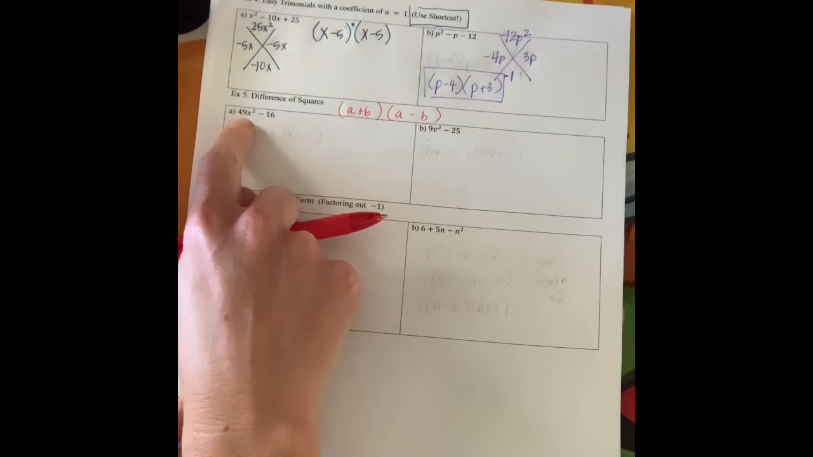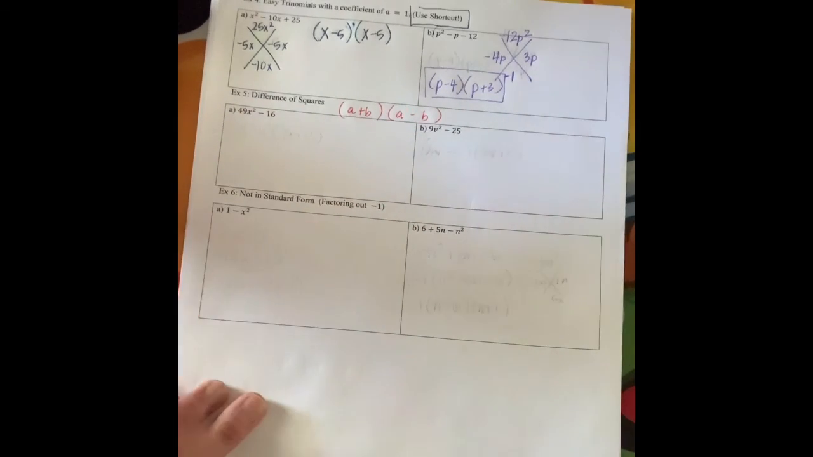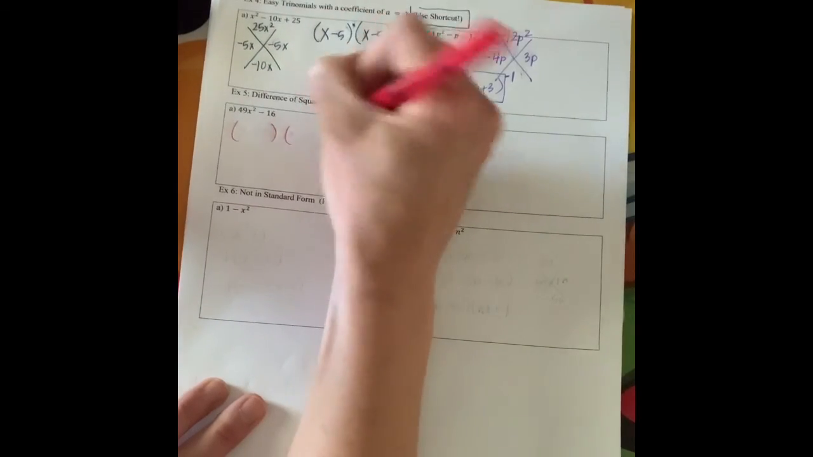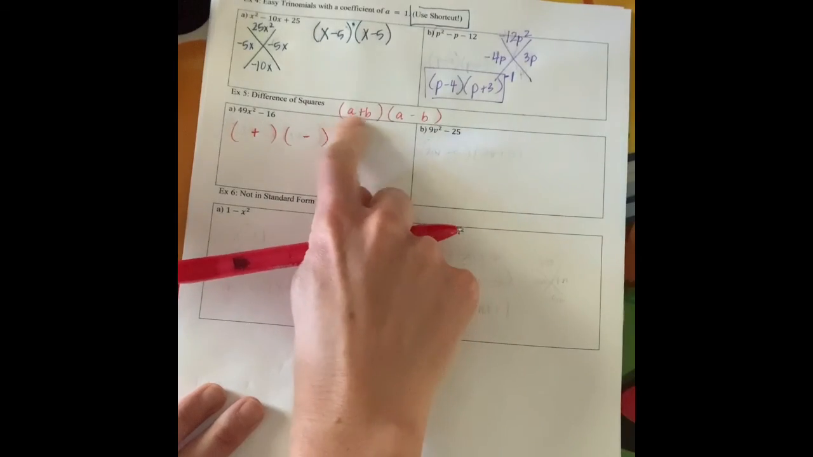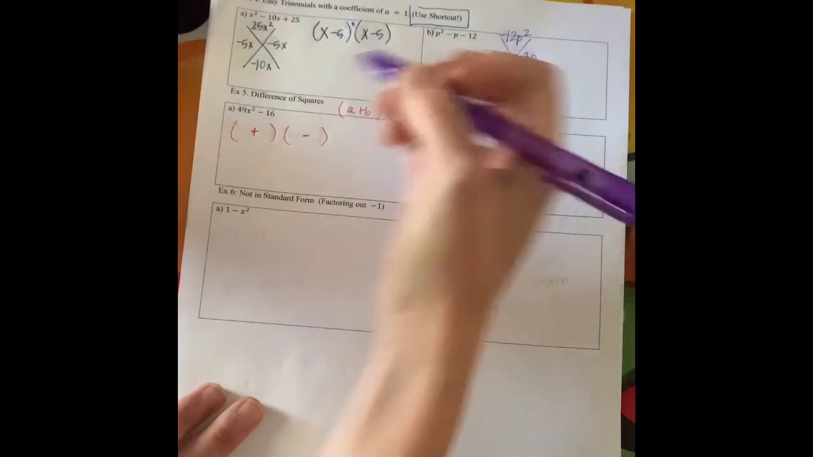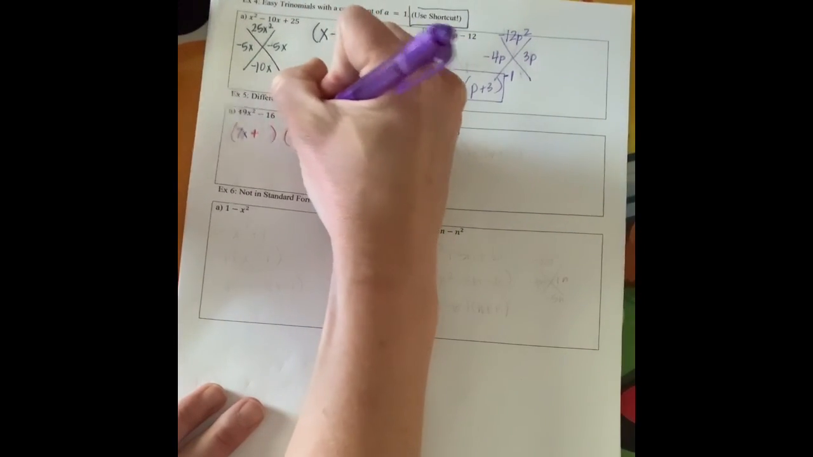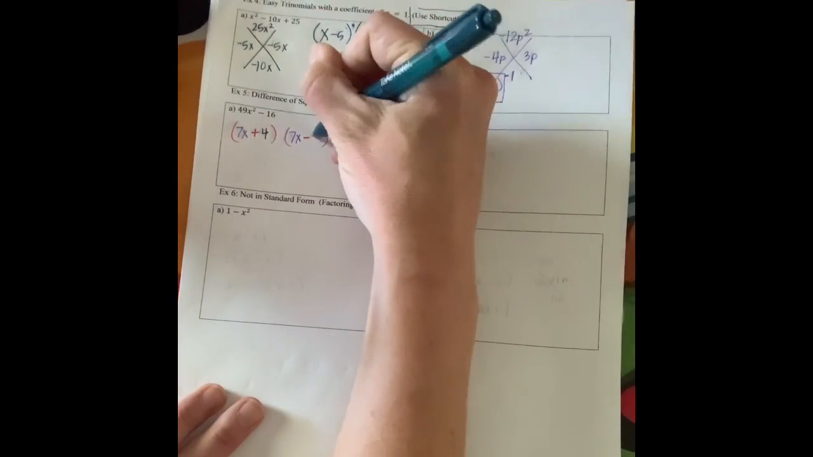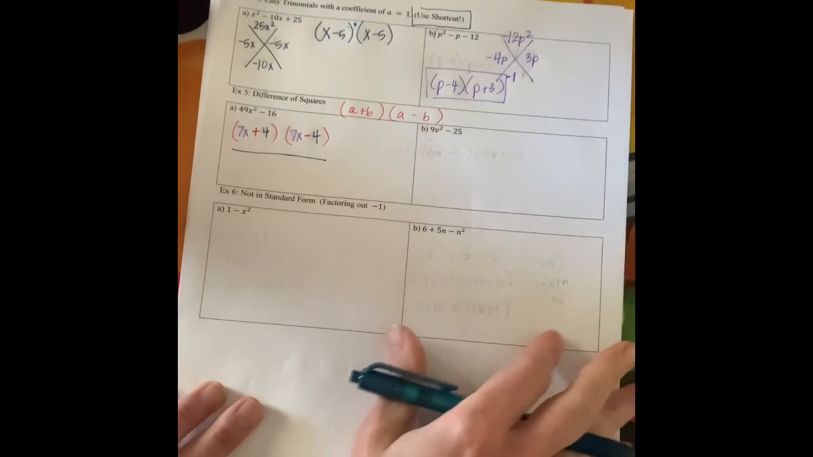So 49x squared and 16 are perfect squares. It's a subtraction, so this is a difference of squares. So this comes from a binomial times a binomial with opposite signs. So these a and b values, 49x squared, came from 7, because 7 squared is 49, so this would be 7x. And then 16 is a perfect square, it comes from 4. So this is what it would look like completely factored.